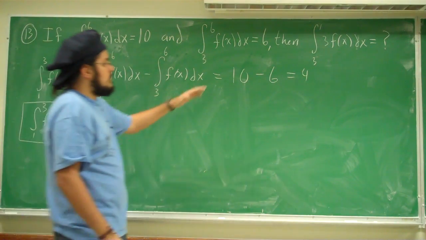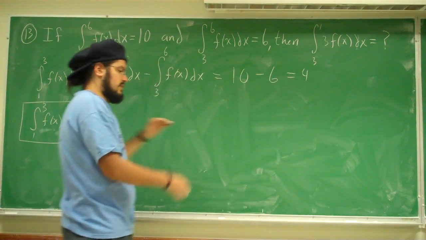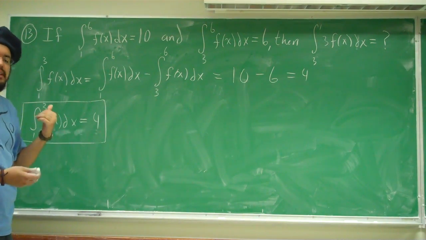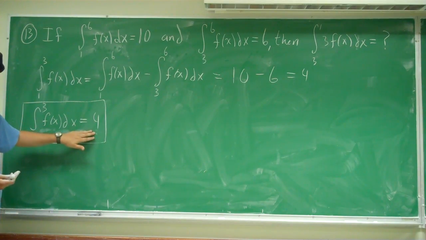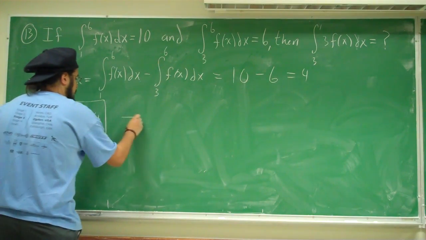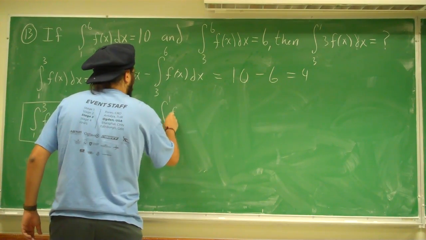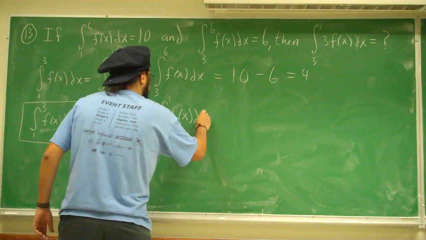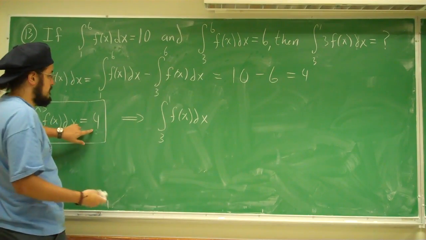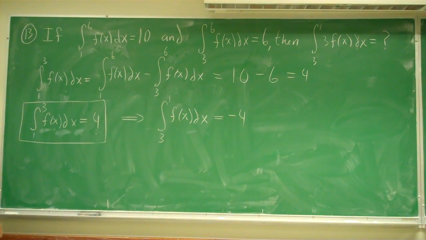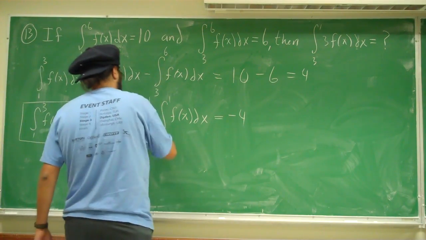We want to find, however, the integral from 3 to 1. So backwards. Instead of going forward, you're going to go backwards. Now, what happens if you go backwards is you're still going to have the same area, but negative. So therefore, this implies that the integral from 3 to 1 of f of x dx is going to be the same area of 4, but negative. So, negative 4.